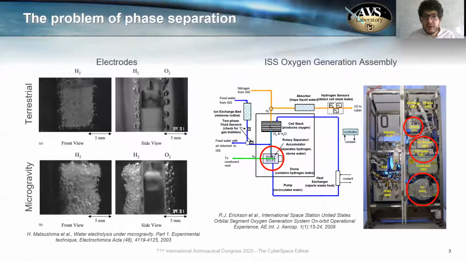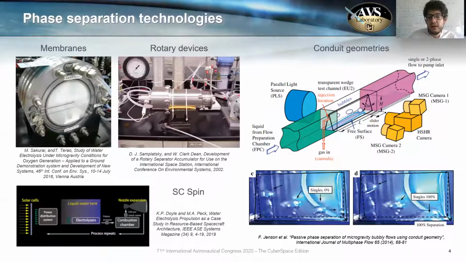As you know, in microgravity, you don't have a buoyancy force as we do on Earth. So we need to apply something else, and that something else is phase separators. However, phase separators account for a significant mass and power budget of our system, as we can see, for instance, in the oxygen generation assembly of the International Space Station. There are two main phase separation technologies currently employed.